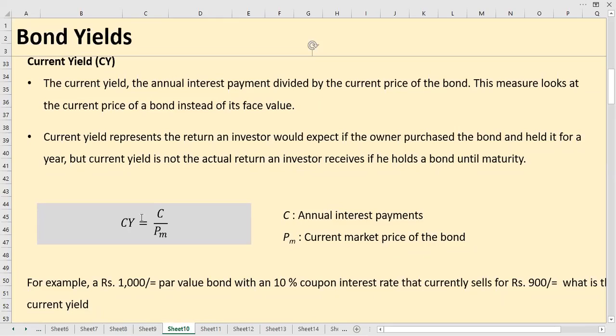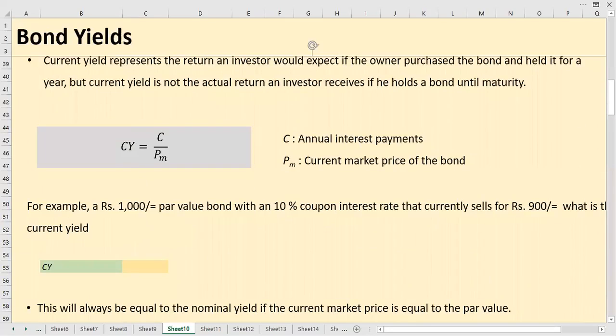It is not the price that we are calculating. Please keep that in mind. This is the current market price, the price that we are getting straight away from the market. It is not the value that we calculate. Right? So what we are going to do is divide the coupon payment of the particular year by the current market price.